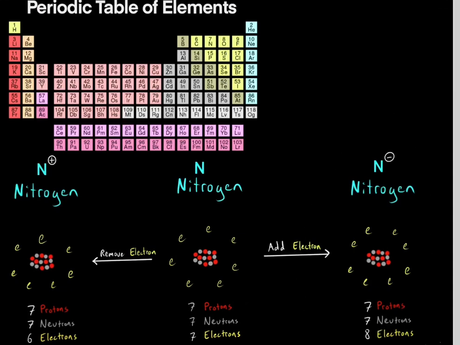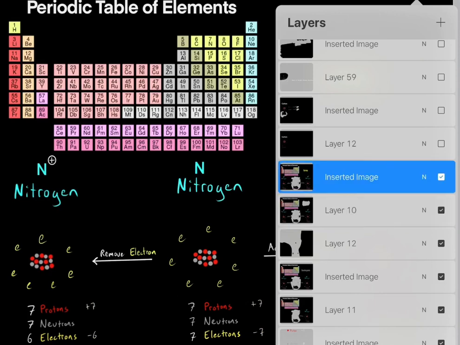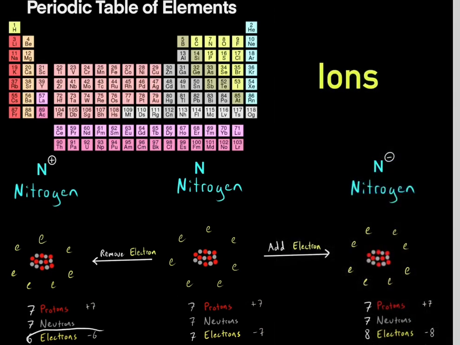And the same thing if we take away an electron. Again, originally we have 7 electrons, now we have 6 electrons. So what do we have? Well, again, it's still nitrogen, 7 protons, so by definition it's nitrogen. However, if you were to add up all the charges, again, -6 plus a +7, so this has a net charge of +1. So this would be a positively charged nitrogen.